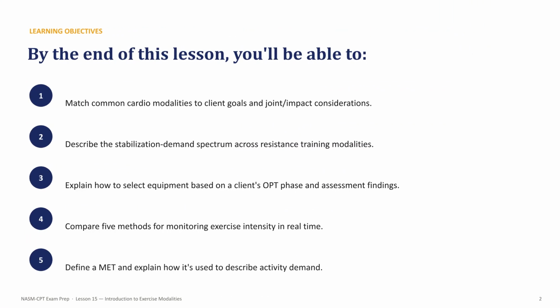By the end of this lesson, you'll be able to do 5 things. First, match common cardio modalities to client goals and joint or impact considerations. Second, describe the stabilization demand spectrum across resistance training modalities. Third, explain how to select equipment based on a client's OPT phase and assessment findings. Fourth, compare 5 methods for monitoring exercise intensity in real time. And fifth, define a MET and explain how it's used to describe activity demand. 5 objectives. Let's build them one at a time.